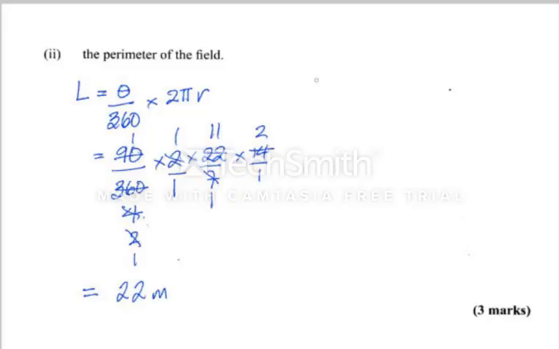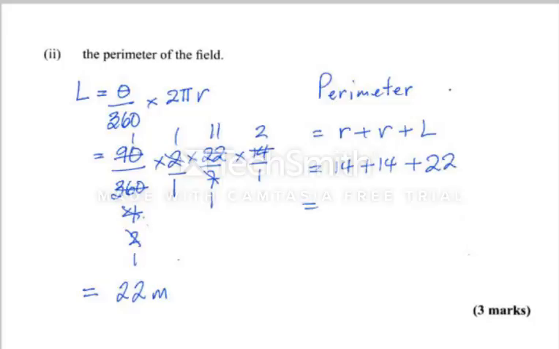The word perimeter means distance around. So the perimeter would be equal to 2r plus L, which is 14 plus 14 plus 22. 14 plus 14 is 28. 28 plus 22 is 50 meters. So the perimeter of the field is 50 meters.